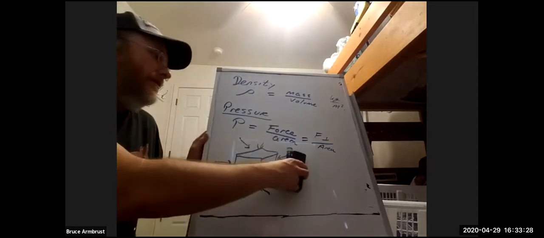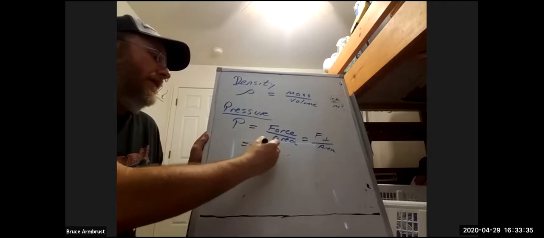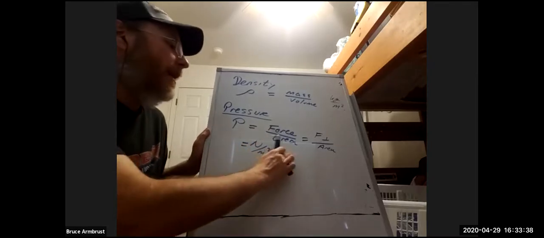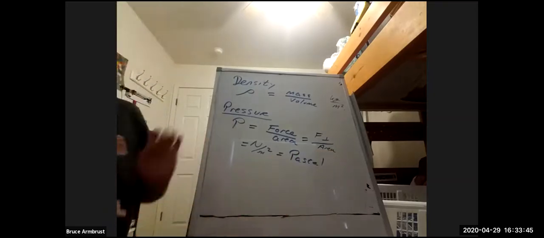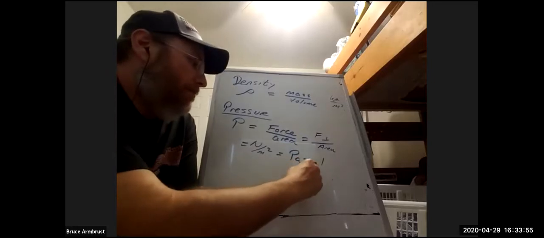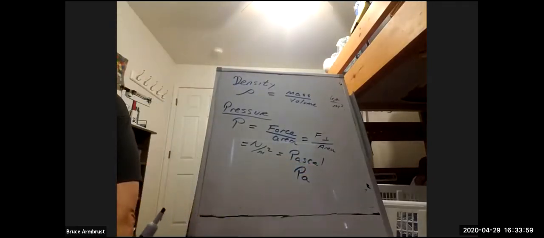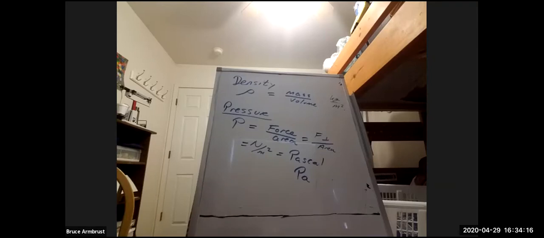All right, the units on this are going to be newtons per square meter. But because this is a very common unit, we rename it and call it a Pascal. So in metric, the unit of pressure is the Pascal, and we use capital P, lowercase a for Pascals. So all fluids exert pressure that's measured in Pascals, and it is really just a force per unit area.